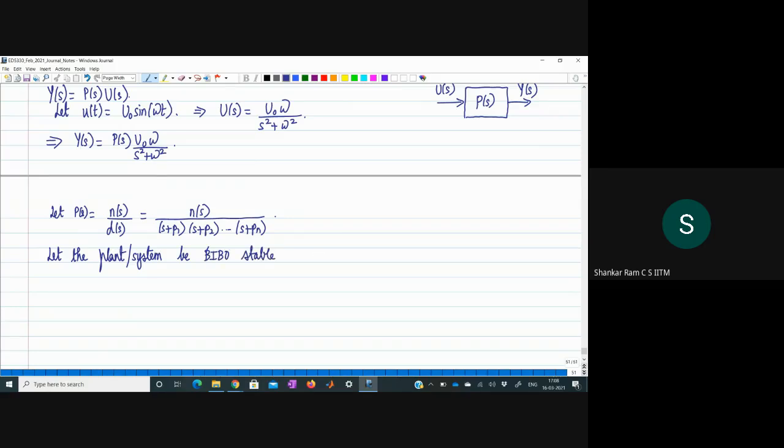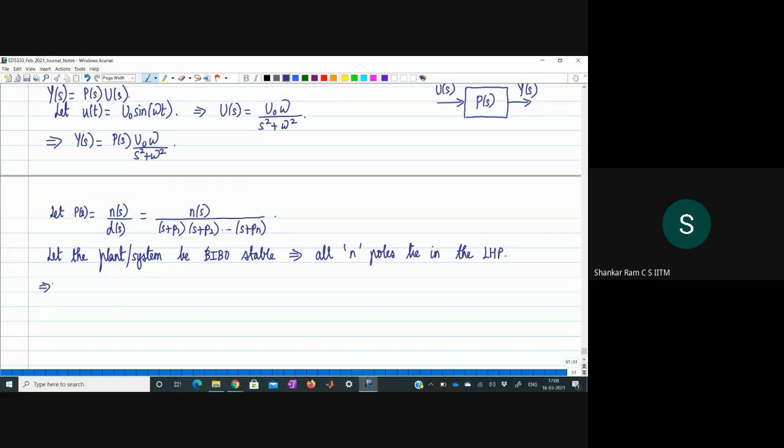And this implies that all n poles lie in the left half of the complex plane. This is something which we can immediately understand. So we start with this premise: we are dealing with a stable system.